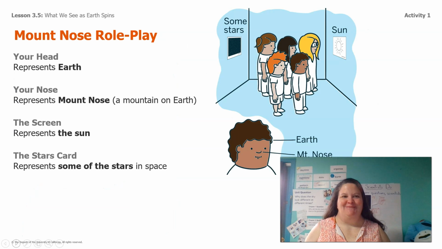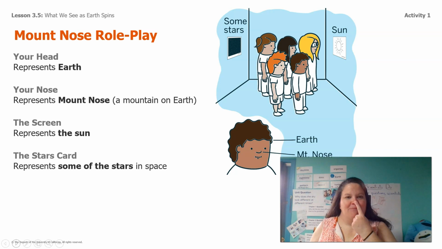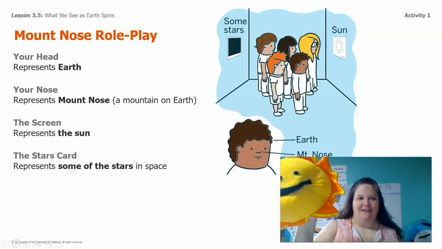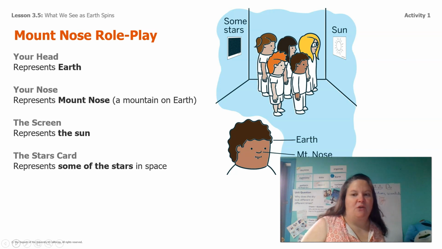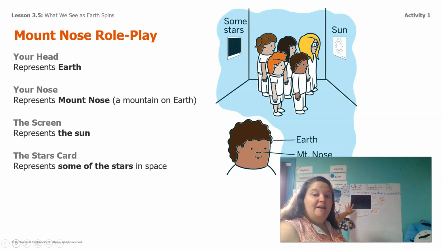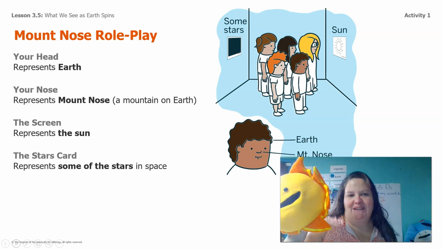So we've done this before. Remember, your head represents the Earth and your nose represents Mount Nose, so a mountain on Earth. Our screen is going to represent the sun because I'm going to have our sun puppet up here at the screen, okay? And then you're going to imagine that behind you is some stars. So I have a stars card behind me. So if you have a chance, you can make some stars behind you so you can see stars when you turn around. If not, you can just pretend that there's some stars behind you. And then the screen is going to be the sun.